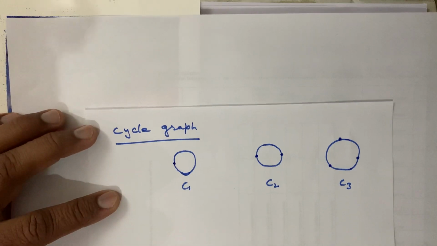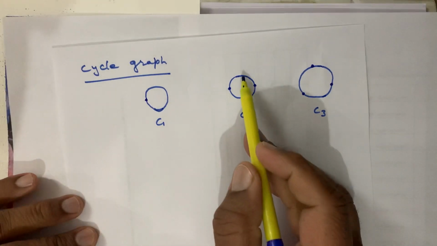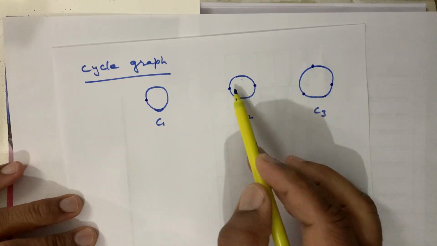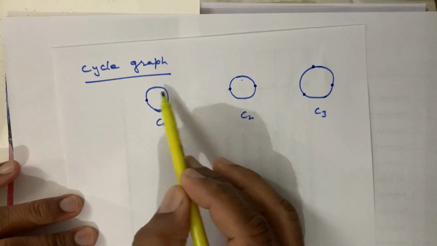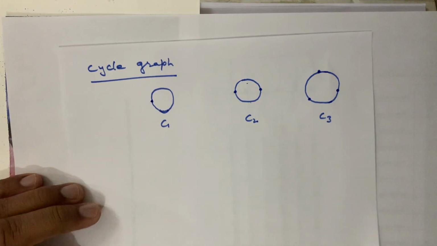If you have a cycle in a graph in which we are saying that the number of edges is equal to the number of vertices, and there are only 2 edges, there are 3 edges. In this one they have 2 parallel edges, and this is a loop, self loop. So this type of graph is called the cycle graph.